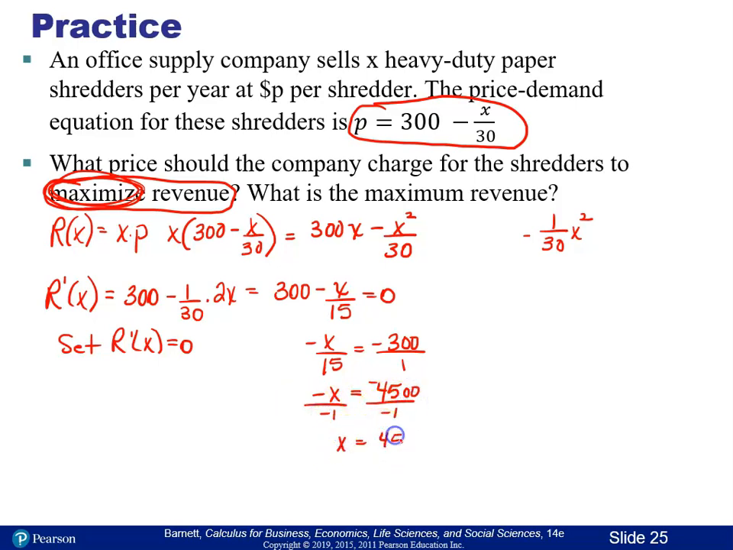I will say if you come up with negative numbers for answers on these, in a lot of cases you've done something wrong. You need to go back and check. So 4,500 shredders is the number of units that you want to produce in order to maximize the revenue for this. Okay, so we've got a couple of things we still need to do. We need to show that it is in fact a maximum, and then we need to find the price and the revenue with that.